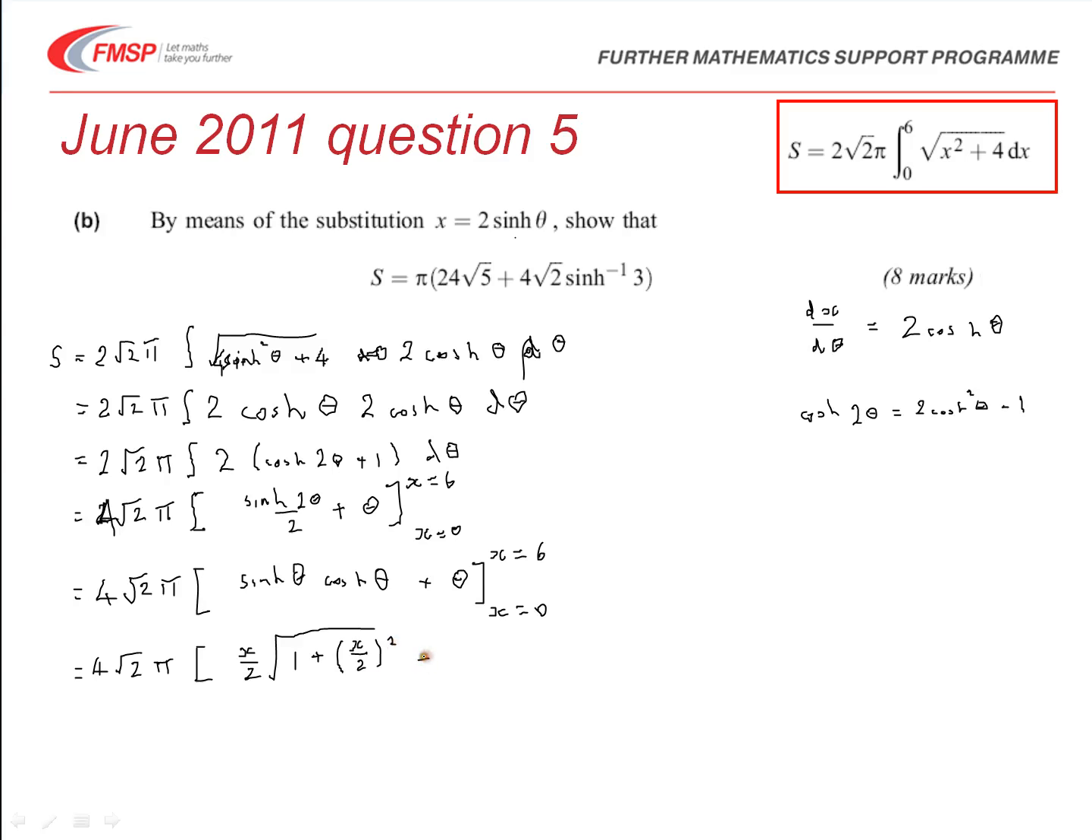And then we've got to replace the theta. Well, if x equals 2 sine theta, x over 2 equals sine theta. So theta is sine to the minus 1, the inverse function of x over 2. You certainly make your work for your 8 marks in this question.